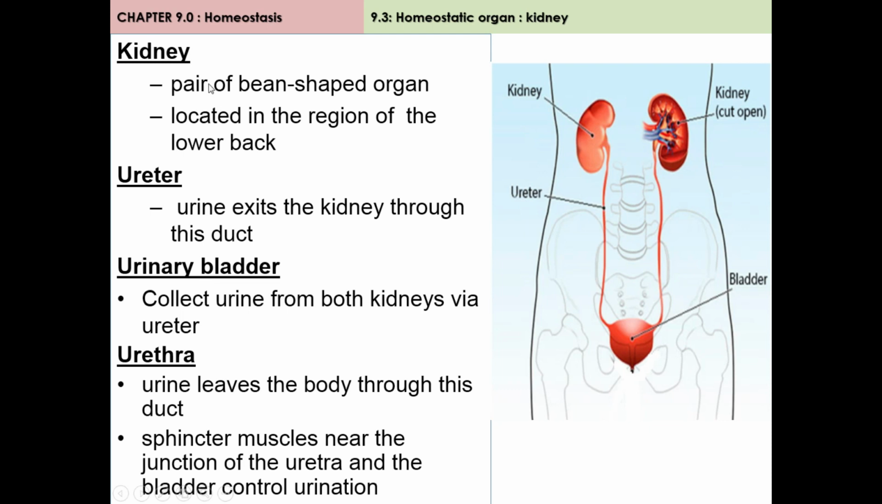I repeat again. The kidney is a pair of bean-shaped organs located in the region of the lower back. The ureter is the duct that sends urine from the kidney to the bladder. The bladder collects the urine. After that, the urethra is the duct through which urine leaves the body.